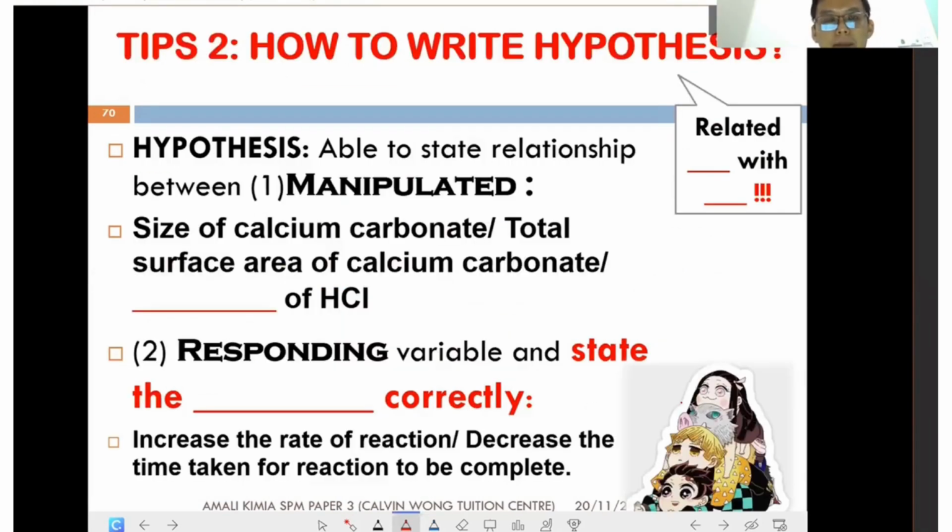How to write the hypothesis? Hypothesis is the undayan, right? Hypothesis undayan. So you see, hypothesis, we have to state the relationship, hubungkait manipulated variable dengan responding variable. So the other berkaitan. So we relate MV with RV.